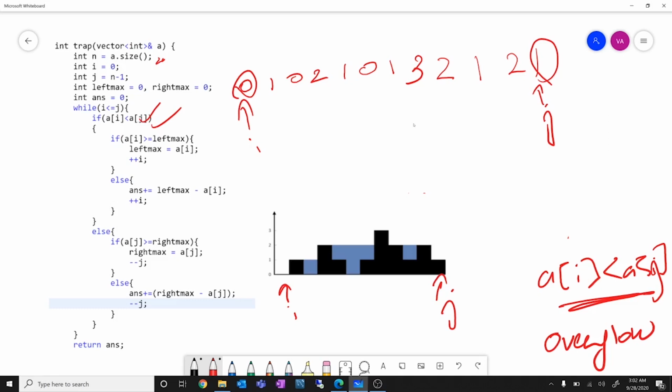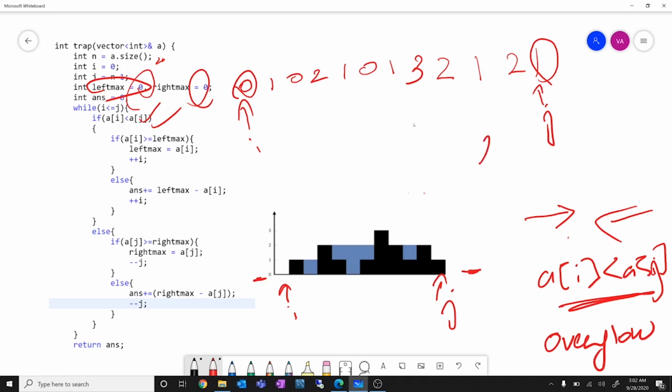Now comes the check: if a of i is greater than or equal to left max. Let's discuss what left max and right max are. Left max stores the height of the highest building so far from the left side, and right max stores the height of the tallest building from the right side. Initially, when there are no buildings that I've iterated over so far, both of them are 0, right max over here and left max over here. Now, is my a of i greater than or equal to left max? Yes, it is, since my left max is 0.